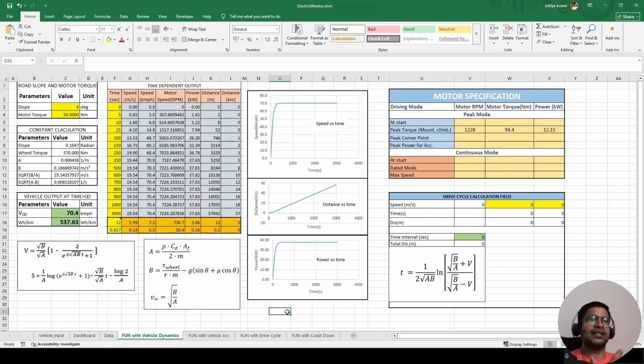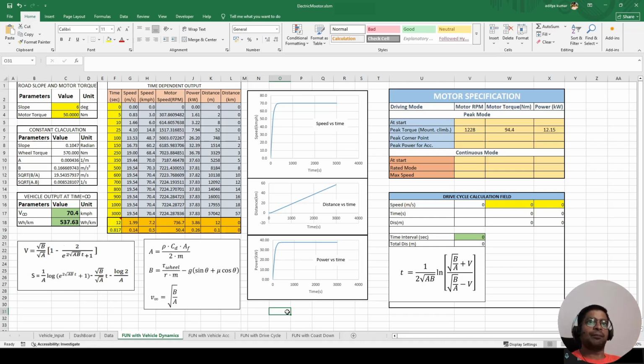For example, let's say I'm going at the max speed of 110 kmph. So definitely there is going to be a corresponding motor RPM, and then what is the torque required to maintain that speed. So I will get one pair, and similarly I can define a pair for all the driving modes.